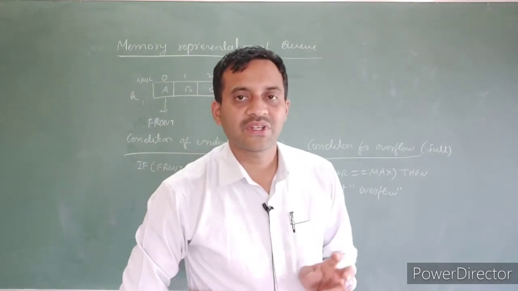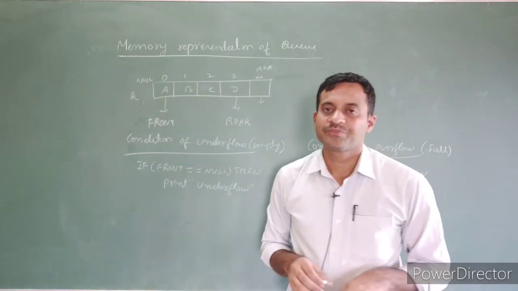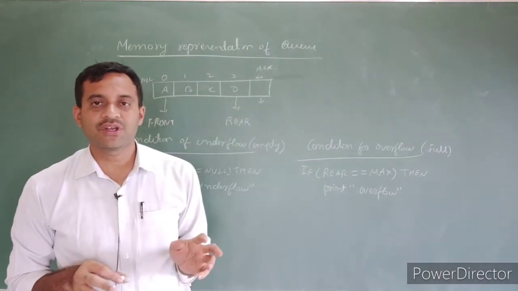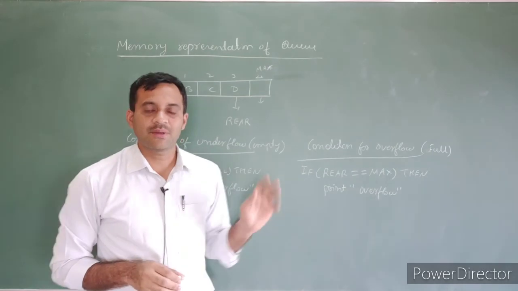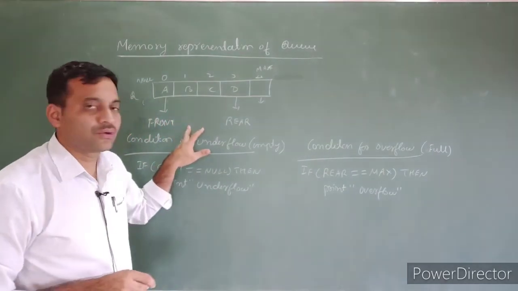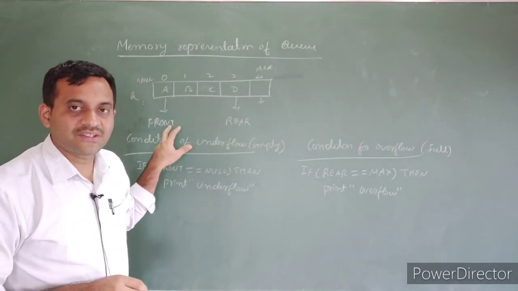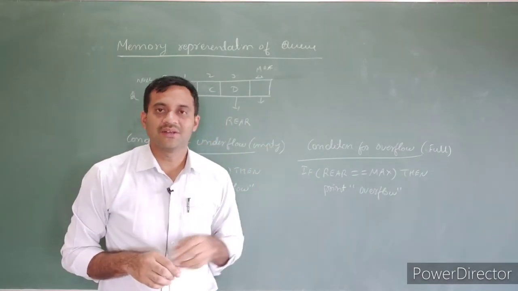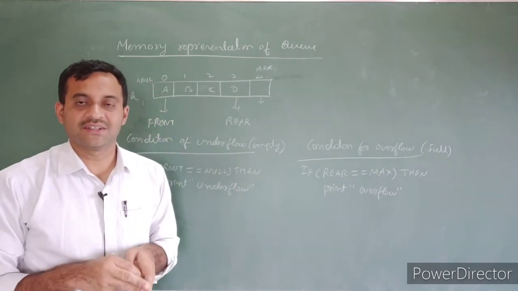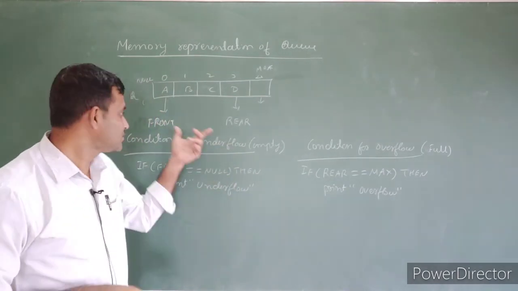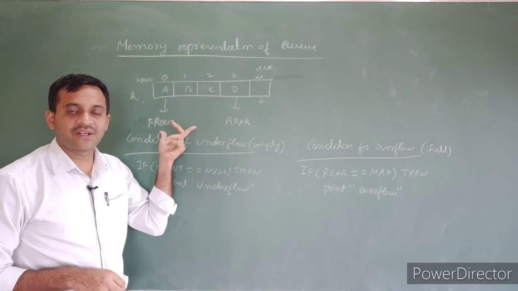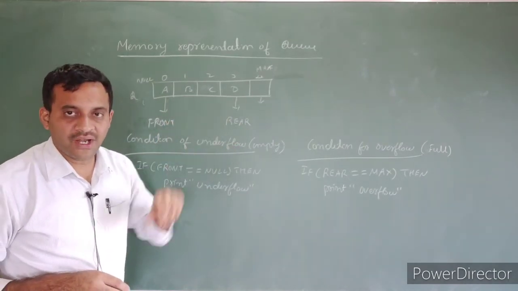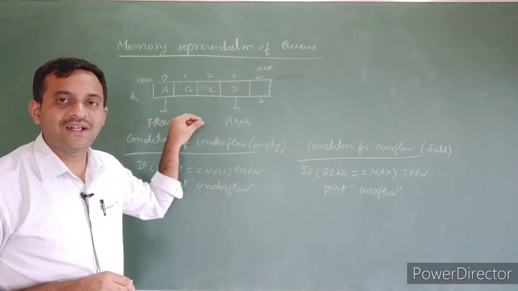The queue is represented using an array, another one is using a linked list. If you use an array, it is a static memory representation. In a static memory representation, there are 2 pointers. One is the front pointer, another one is the rear pointer. In the definition we use AND, but in a memory implementation, these two are the pointers, rear pointer and front pointer. The rear pointer is used to insert an element, the front pointer is used to delete an element.